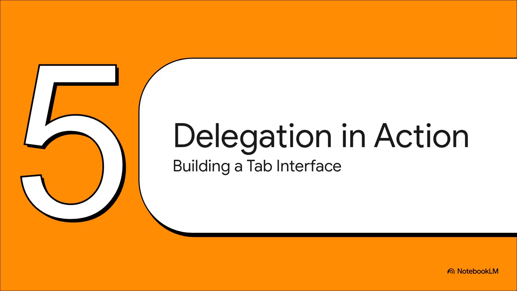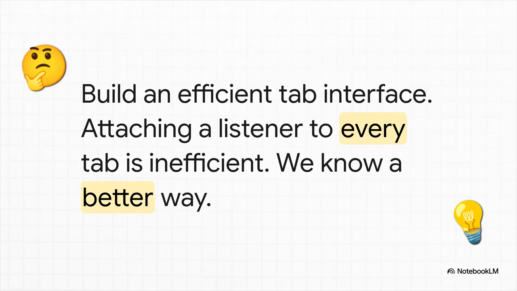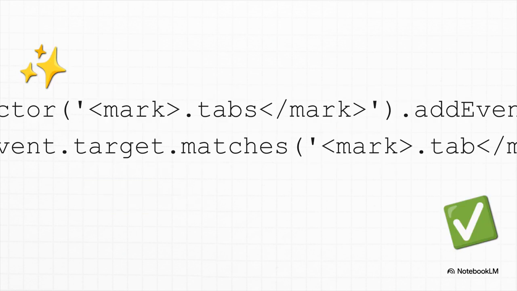Okay, theory time is over. Let's put this into practice and see how it works in the real world. You know, a classic tabbed interface is the absolute perfect example of where event delegation just shines. The goal here is simple, right? You click a tab, it becomes the active one, and the others are not. Now, the inefficient way would be to put a separate click listener on every single tab. But now, we know a much better way to do it. And here is that elegant solution in action.